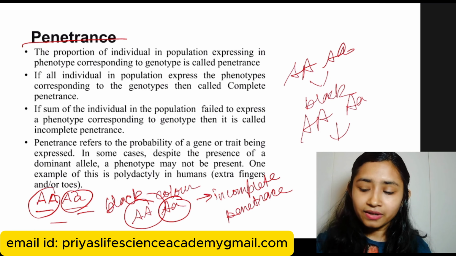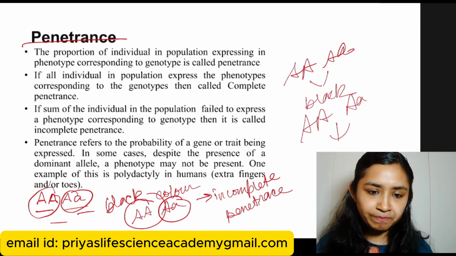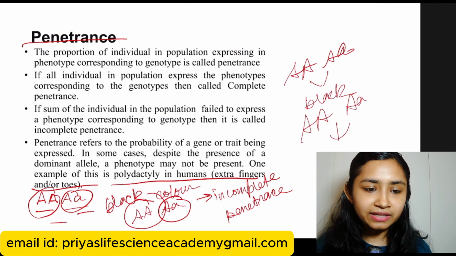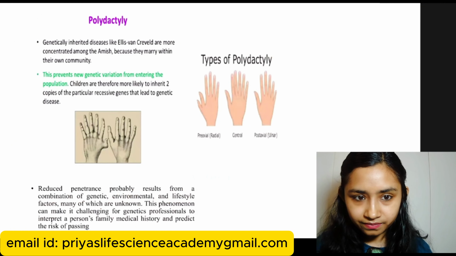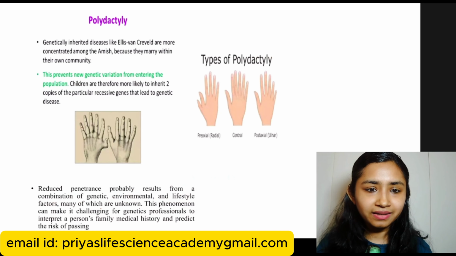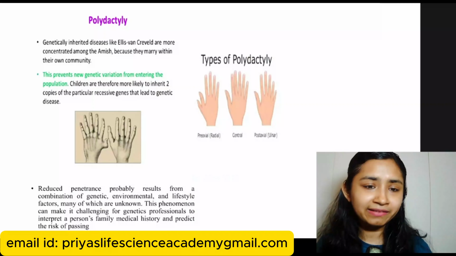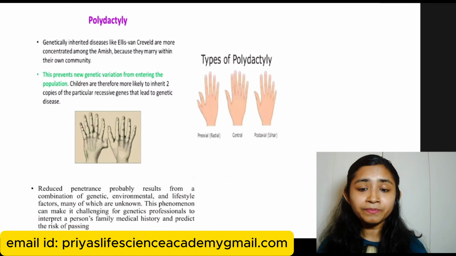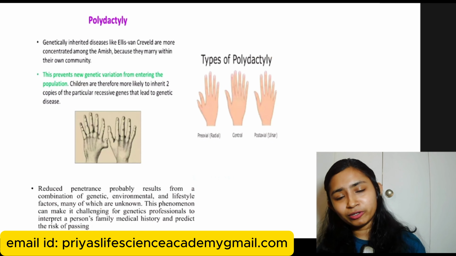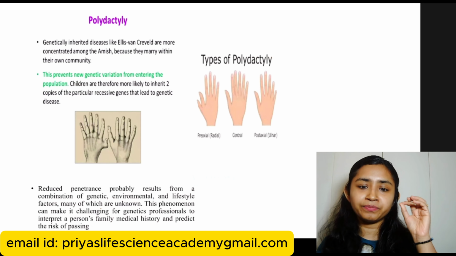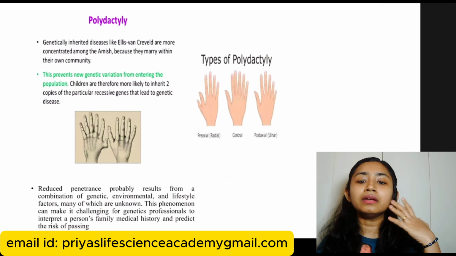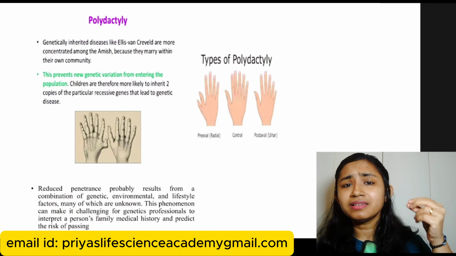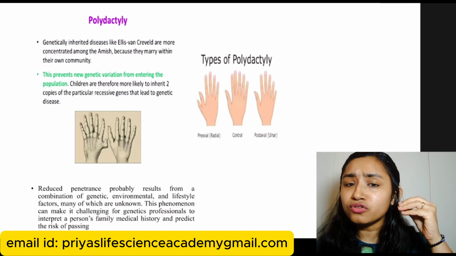Okay, so a very important example of this is polydactyly, that is the extra fingers and toes in humans. Here you can see extra fingers in humans. This polydactyly is a genetically inherited disease, extra fingers. But there are some instances where, even if they have that same genetic composition, they are not polydactylous in nature. Now there is a question. Why, in spite of having the same genotype, are the individuals not expressing the phenotype?